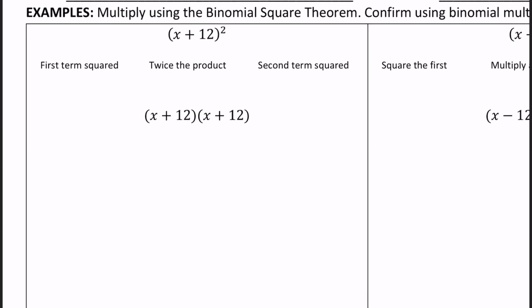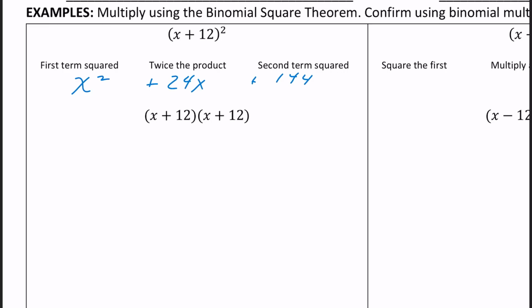So here's a couple that you can go through and practice if you want to. If I were doing it by the little worded phrase, I'd look at the x and square it. I take the x times the 12, 12x, and double it. That's 24x, and it's positive. And then I take the 12 times the 12 and get a 144. And again, it would be positive.